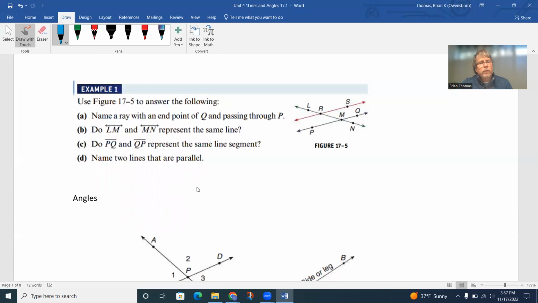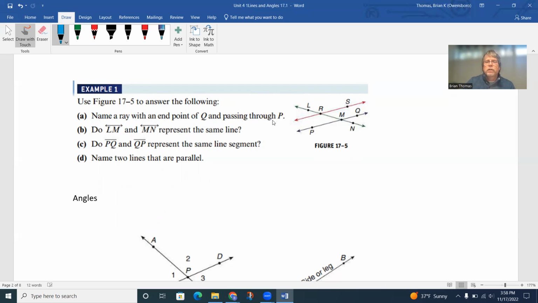So if we look at this example here, we want to look at this figure over here, figure 7.5, and notice how we have some lines going across here. We have some points, but also hidden in those lines are line segments and rays. So question A says, name a ray with an endpoint of Q and passing through P.